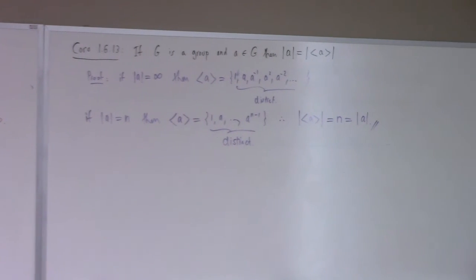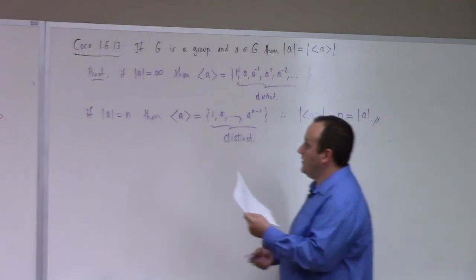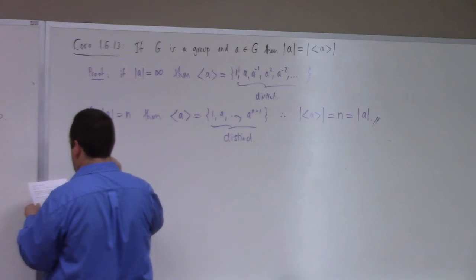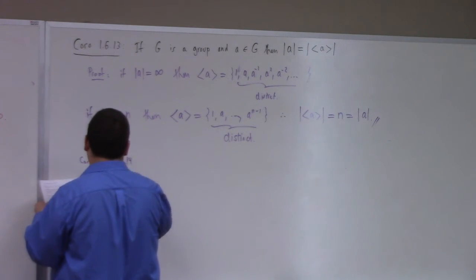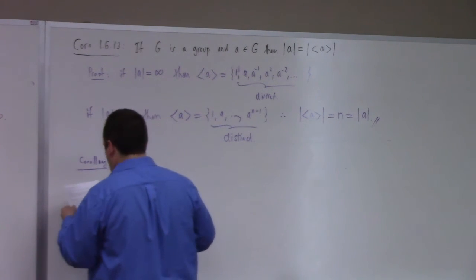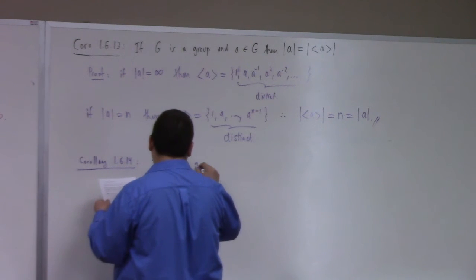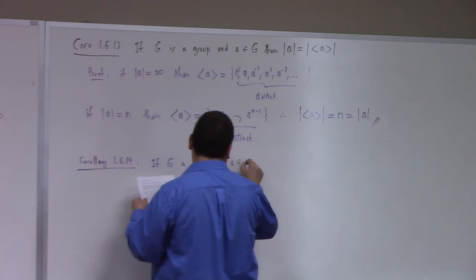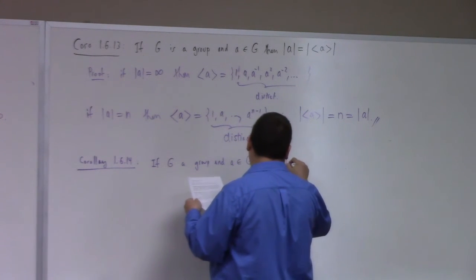Let's see here. Another corollary, (1.6.14). All right, if G is a group and a is an element of the group with the order of a equal to n.